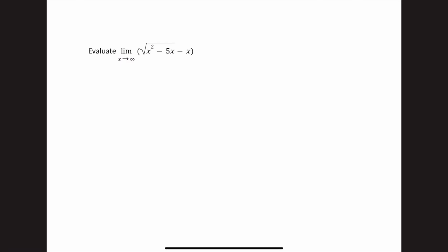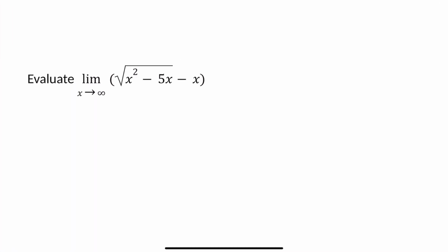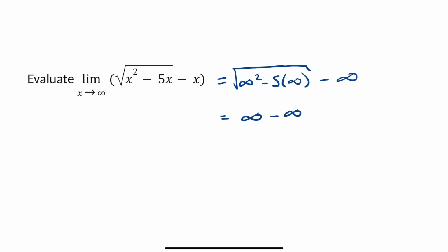In this video, we're going to go over how to evaluate the following limit, where we're asked to evaluate the limit as x approaches infinity of the square root of x squared minus 5x minus x. So first, as always, we can try to do direct substitution. And so by doing that, we'll have infinity squared minus 5 times infinity minus infinity. And so literally this is just infinity minus infinity, and this is an indeterminate form.